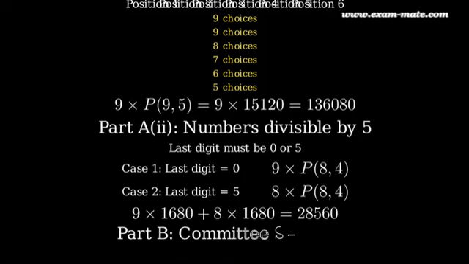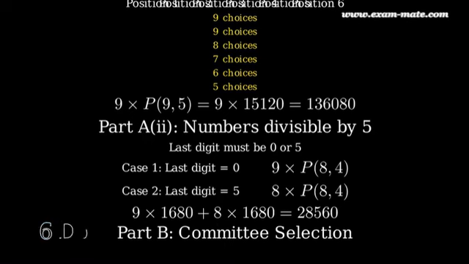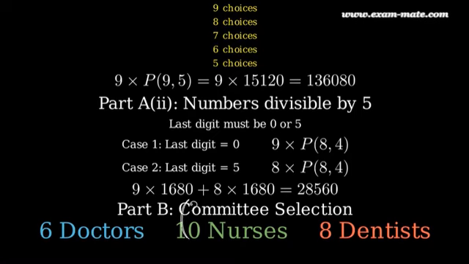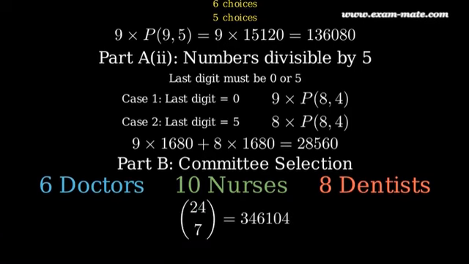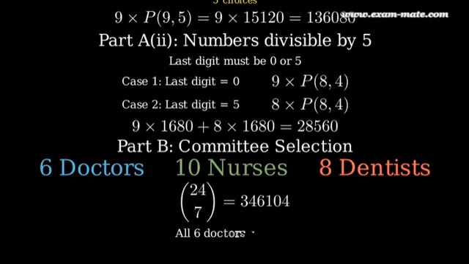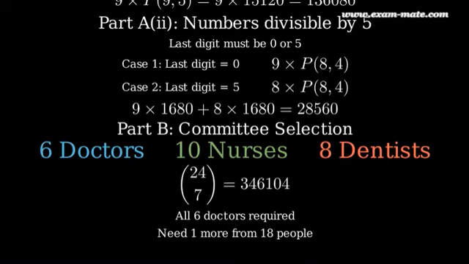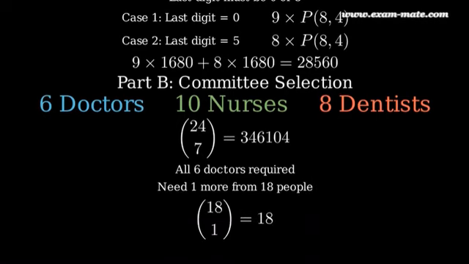Now let's move to part B, which involves selecting a committee. We have 6 doctors, 10 nurses, and 8 dentists, and need to select 7 people total. For part B1, the total number of possible committees is simply choosing 7 people from 24 total people. That's 24 choose 7, which equals 346,104 committees. For part B2, if all doctors must be on the committee, we first include all 6 doctors, then we only need to select one more person from the remaining 18 people. That's 18 choose 1, which equals 18 possible committees.